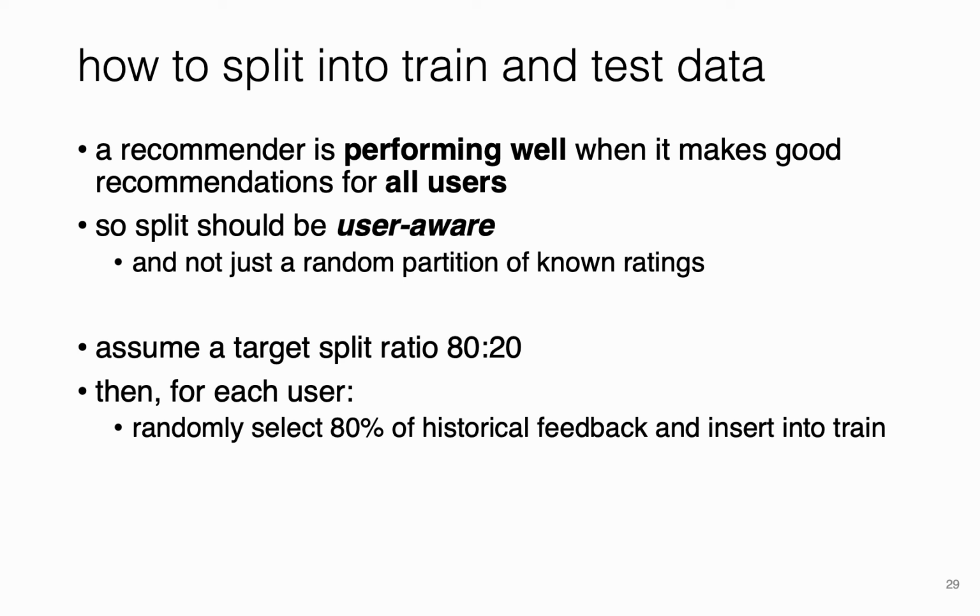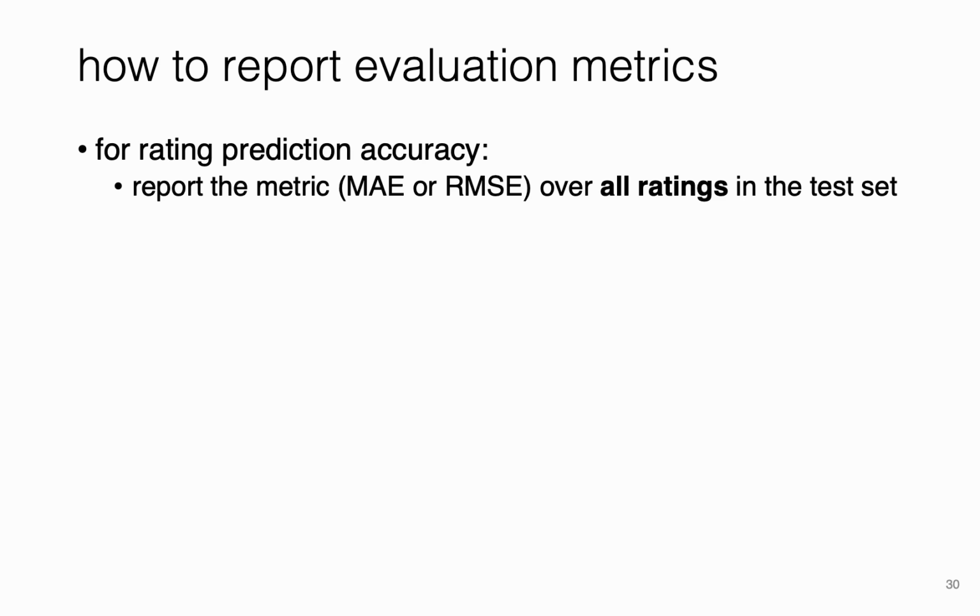We say that the split must be user-aware and not just any random split. If we want an 80% 20% split, then we should look at the historical feedback of each user and select 80% to place in the train dataset and the rest to the test dataset. Once we have a train-test split, we can use the test dataset for the evaluation.